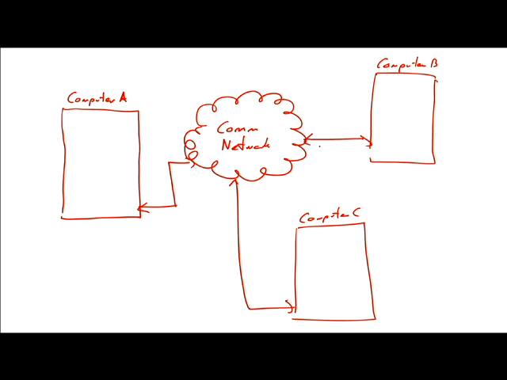Suppose you want to run some sort of application, like FTP. FTP is the predecessor to things like Dropbox. It's a very simple file transfer protocol. How would you implement this?